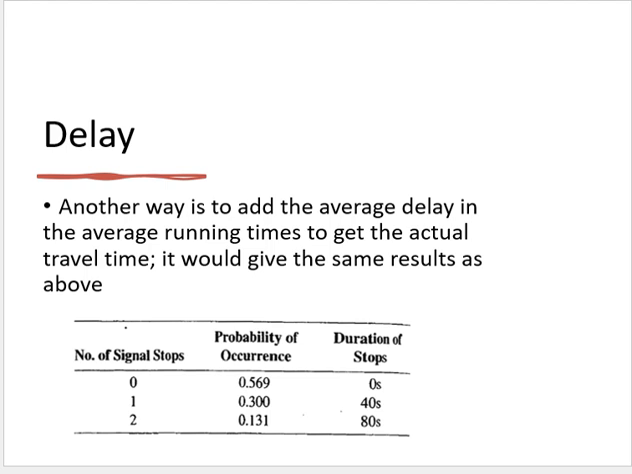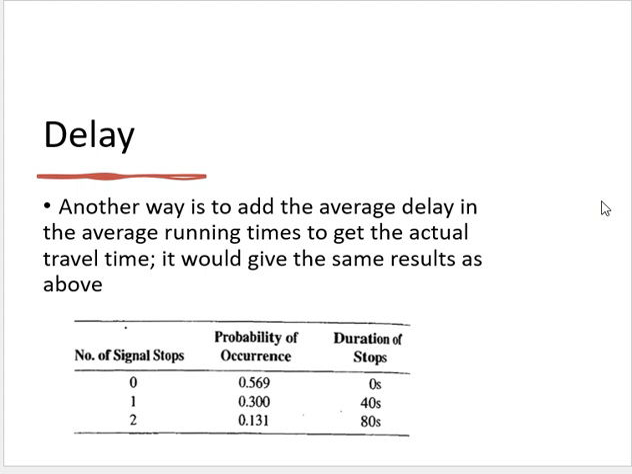There are people who stop at 1. There are people who stop at both of them. So if somebody doesn't stop, his delay is 0. If he stops at 1, his delay is 40. If he stops at both of them, then his delay is 80. Now how will I calculate the average delay of the full highway? Because this is for each intersection now.